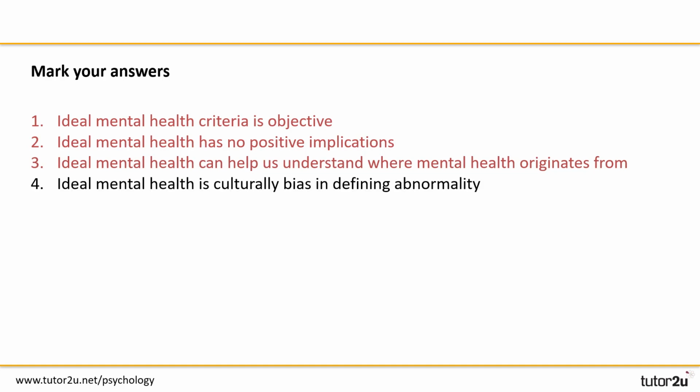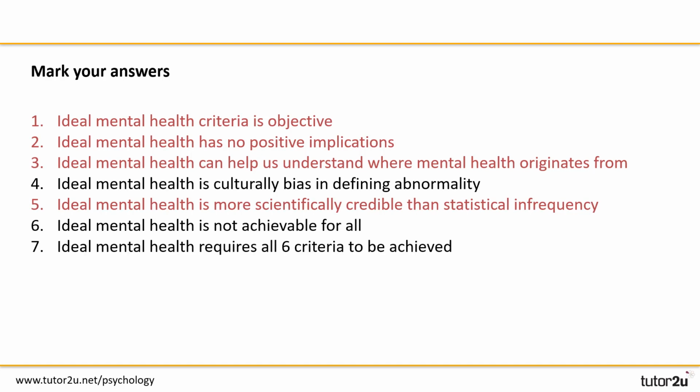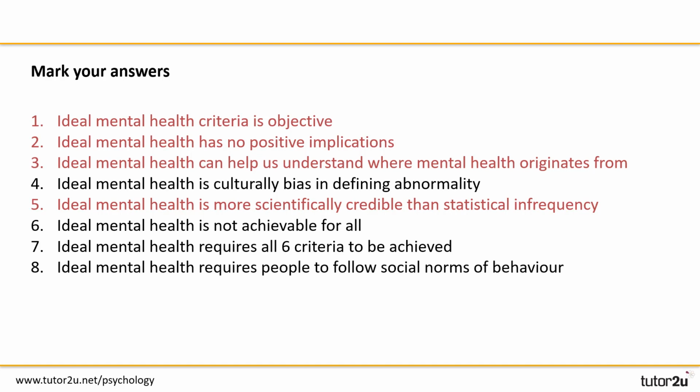Ideal mental health is culturally biased in defining abnormality. True, and we've spoken quite a bit about that one. Ideal mental health is more scientifically credible than statistical infrequency, and that is false. Ideal mental health is not achievable for all, and that is true. Ideal mental health requires all 6 criteria to be achieved. True. Ideal mental health requires people to follow social norms of behaviour, and hopefully you spotted that that was false. And that's more in line with our deviation from social norms definition of abnormality.